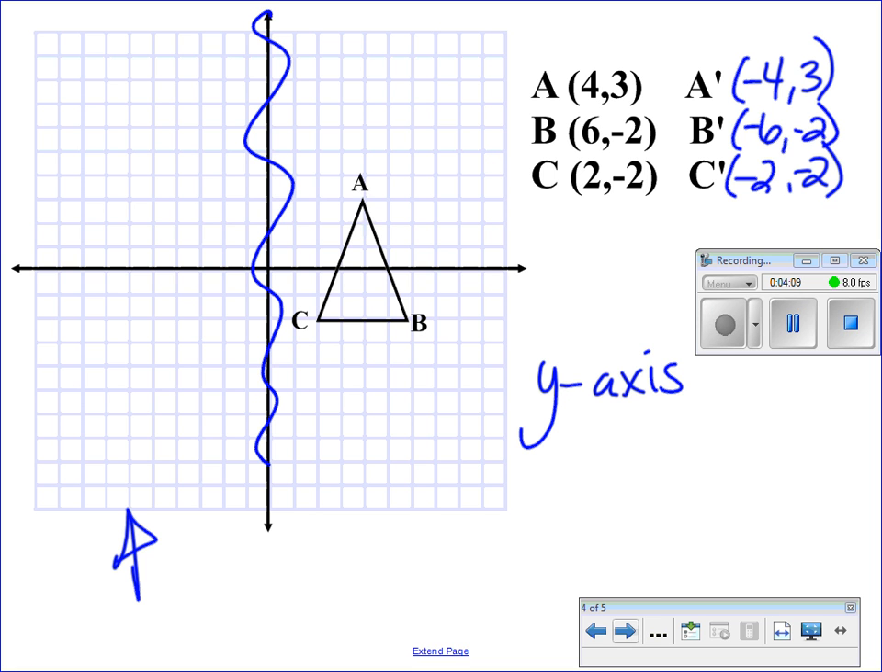We want to graph it over this line. So if I graph this, I have -4, 3, which is A prime, -2, -2, which is C prime, and -6, -2, which is B prime. Okay. That was over y.